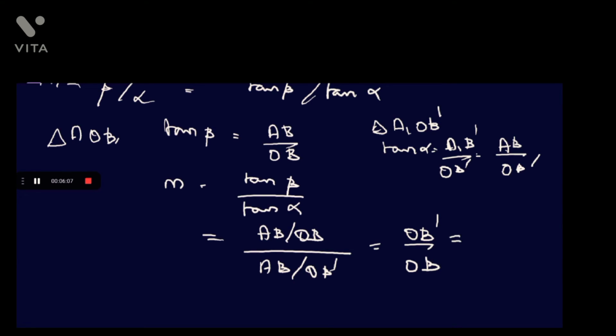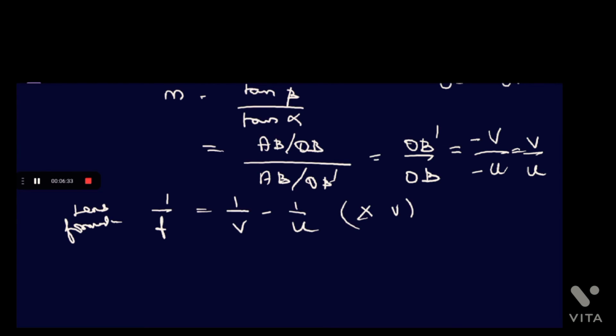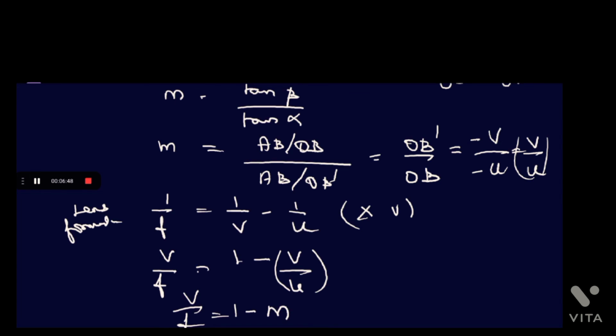OB dash is nothing but image distance, which is towards the left-hand side, because the image is formed as virtual, and object distance is minus u. So you will get v by u according to the sign convention. Now apply the lens formula here, 1 by f is equal to 1 by v minus 1 by u. Multiply v throughout the equation for convenience. So you will get v by f is equal to 1 minus v by u. What is this v by u? V by u is nothing but the magnification that we obtained. So you can write it as v by f is equal to 1 minus m.